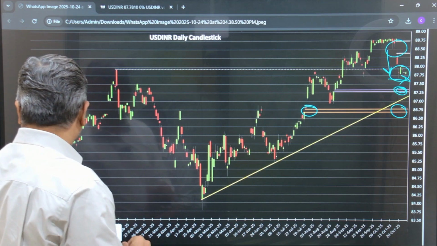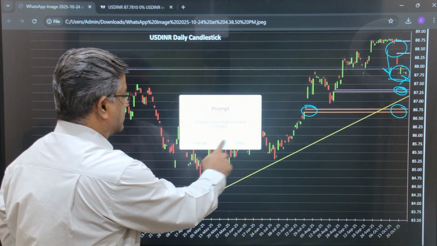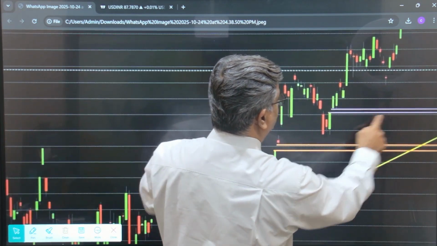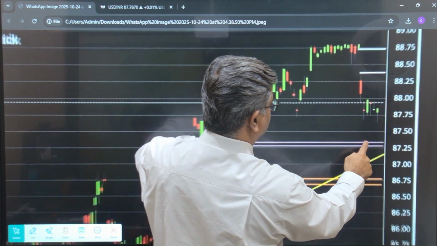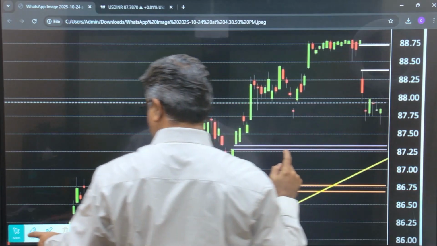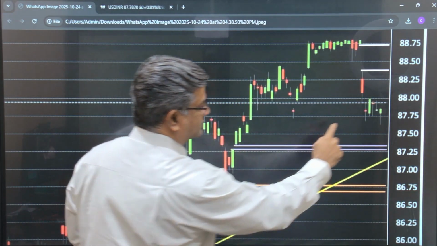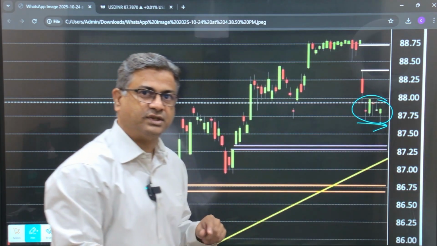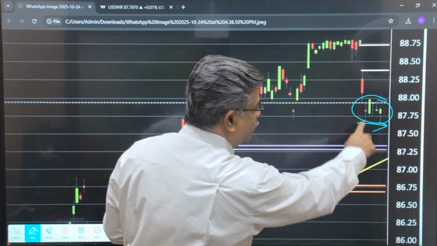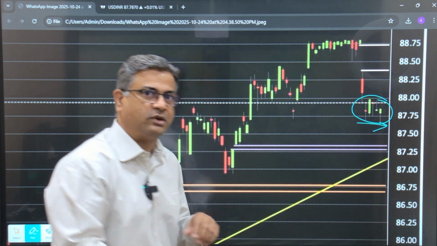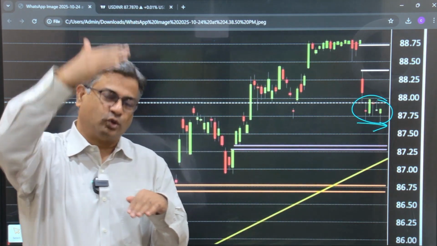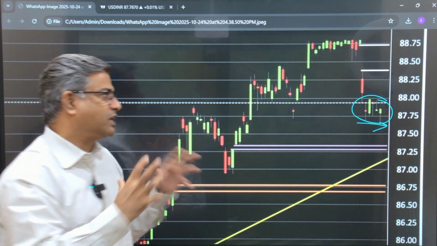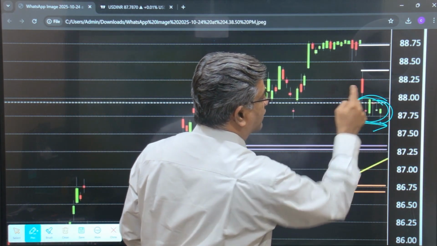I will try and zoom this chart again, I want to show something more. If you look at the situation here, it has gone sideways. These 5 trading sessions, it has gone sideways. We are seeing long upper shadows and lower shadows, meaning prices are going higher and closing lower, prices are going lower and closing higher. So it is some kind of a confused state here.